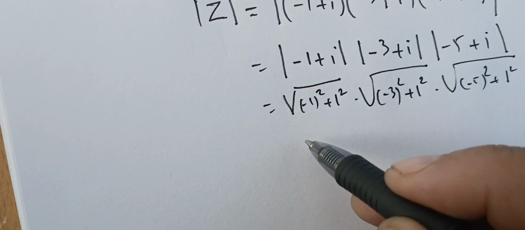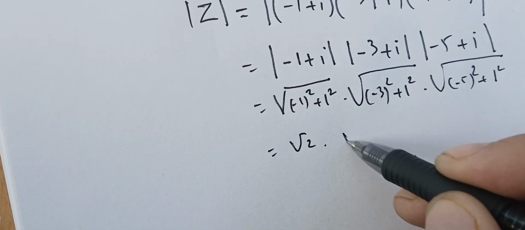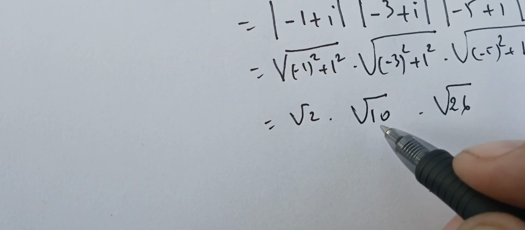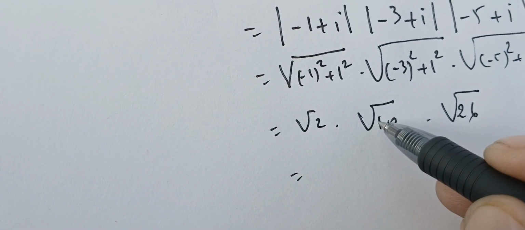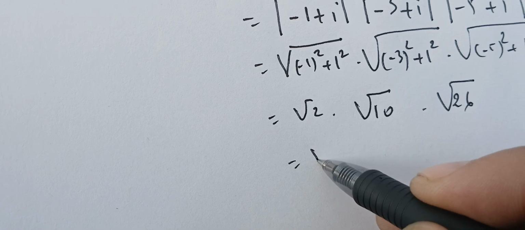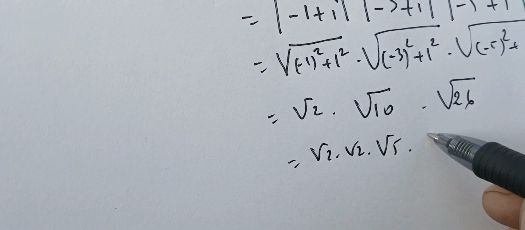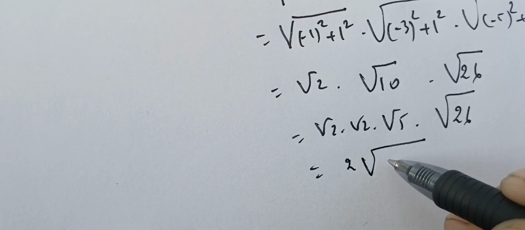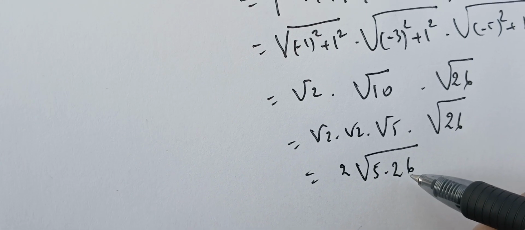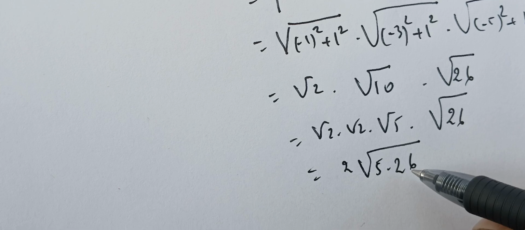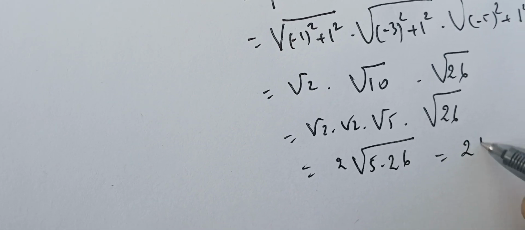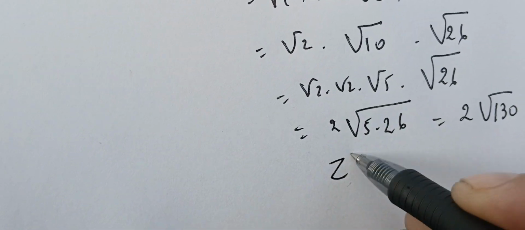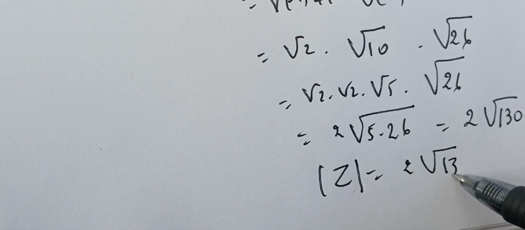Therefore, here we have the square root of 2, here we have the square root of 10, and here we have the square root of 26. We can simplify one more by taking a square root out of the 10. So we have square root of 2 times square root of 2 times square root of 5 times square root of 26. Here we get 2 times the square root of 5 times 26, which is 130. So we have 2 square root of 130, and this is a real number. Therefore, the norm of z is 2 square root of 130.